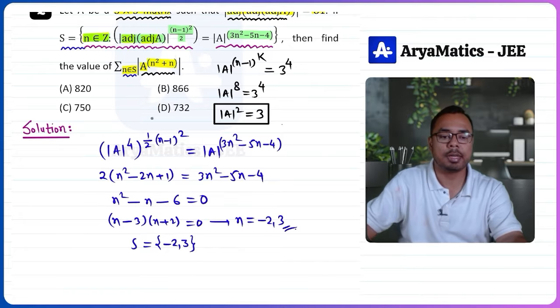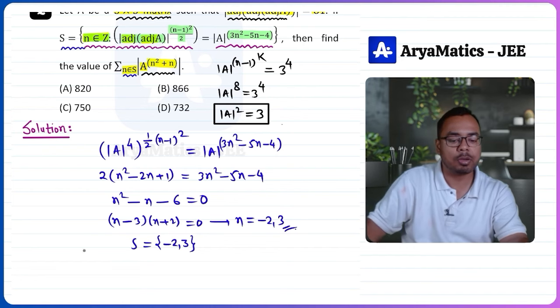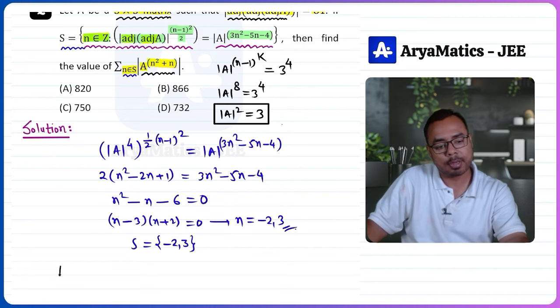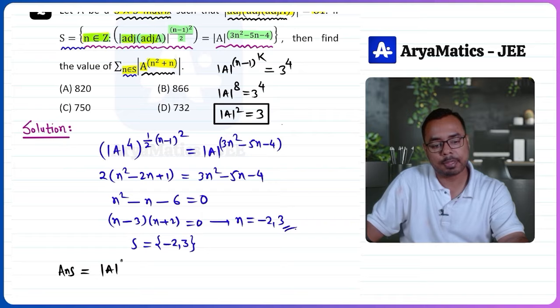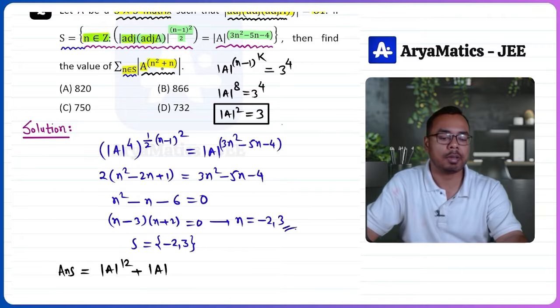There are two elements in S, so therefore in this summation there will be two terms. The very first term will be, now we can write the answer. The very first term will be determinant of A raised to n square plus n, and in place of n we can take 3. So if I take n as 3, 3 square will be 9 and 9 plus 3, that will be 12. Plus second term will be determinant of A.